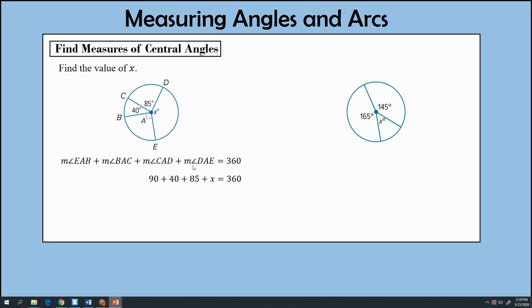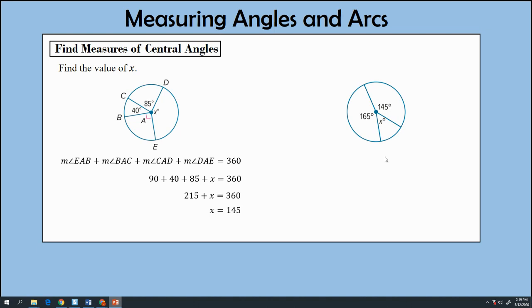CAD, we knew was 85. And DAE, which we're looking for, is X. So we plug our numbers in, simplify, solve, and X is 145. So this angle, DAE, is 145 degrees. You also now know that arc DE would be called a 145 degree arc.